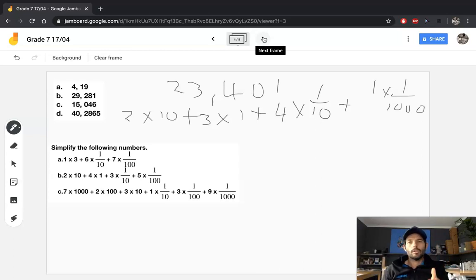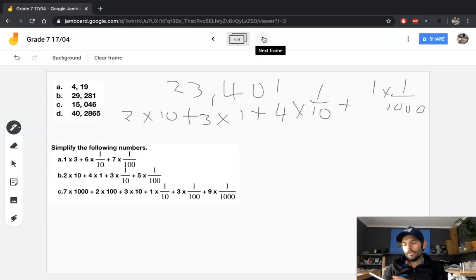Okay, so if it's in the tens column, it's multiplied by 10. If it's in the units column or the ones column, it's multiplied by 1. In the tenths column, multiplied by 1/10. In the hundredths column, multiplied by 1/100. And for the thousandths column, multiplied by 1/1,000.